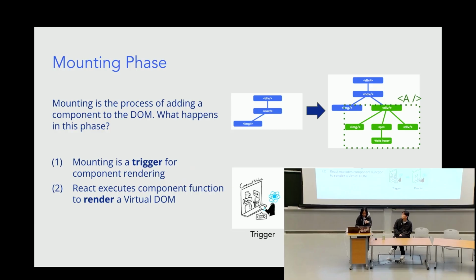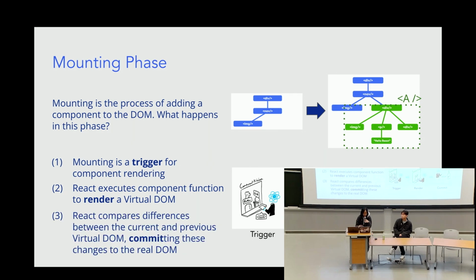In the render step, React executes the component function, calls all the JavaScript, runs all that code to create its virtual DOM. Then it moves on to the commit step. I kind of want to clarify this particular step and the nuance in it. What happens in the commit step is that React compares the differences between the current virtual DOM that it just rendered with the previous virtual DOM, and then it commits the changes that it finds to the real DOM.